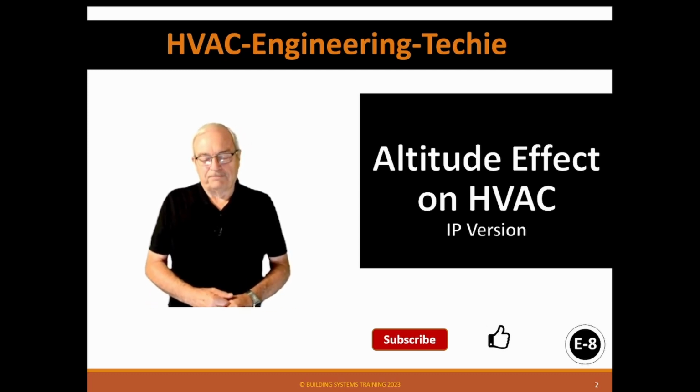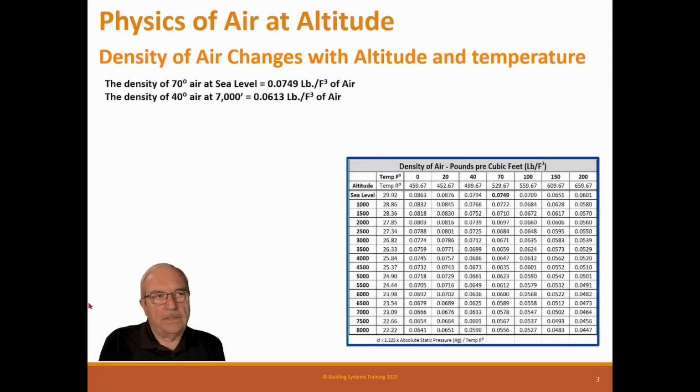Let's start talking about altitude effect on HVAC. Let's get started. All right, so let's talk physics to the altitude, air at altitude. So this basically is a chart of density of air at different temperatures and different altitudes. Now, the one thing about this chart is that it is basically for dry air. It's calculated very specifically for dry air conditions, not moist air.